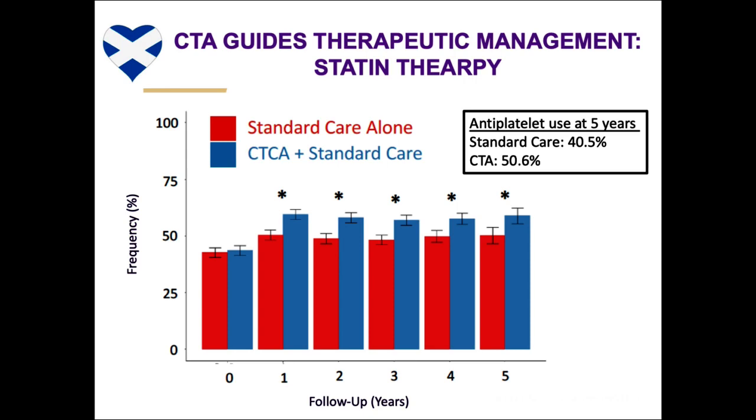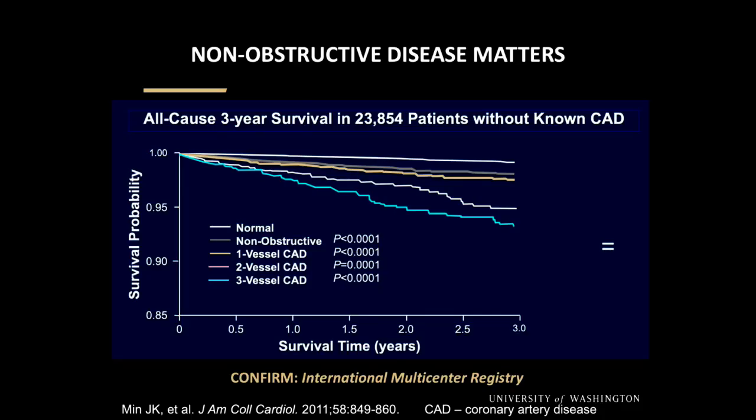So I think this really brought up the idea that, again, these patients were getting a CT, they're finding more non-obstructive disease on CT, and those patients were being treated more in the CT group. So I think that raises this question of, does finding non-obstructive disease matter? Is it important to recognize the difference between a patient with normal coronary arteries and a patient with non-obstructive disease?